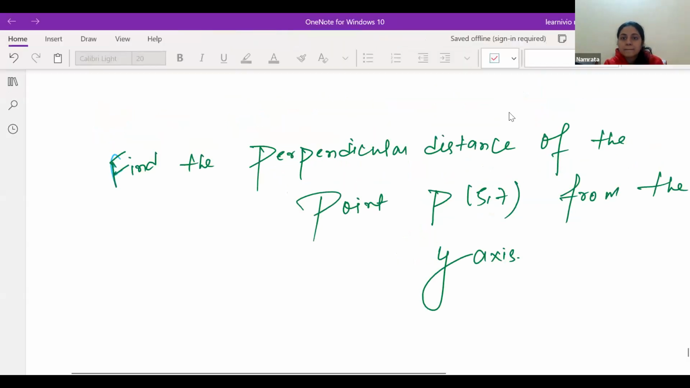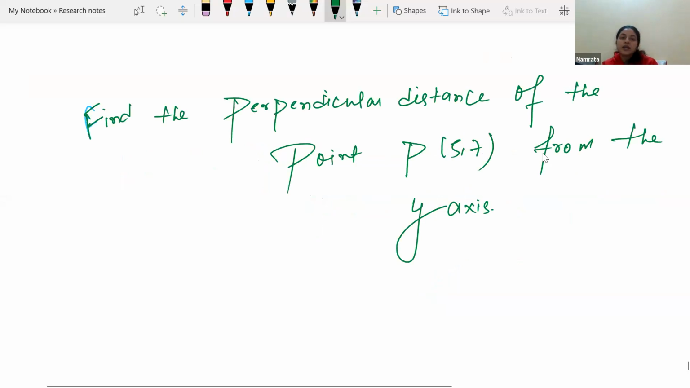The answer is, it's a 1 mark question. Okay, if you are drawing the coordinate axis, I believe it will take time. Do it.